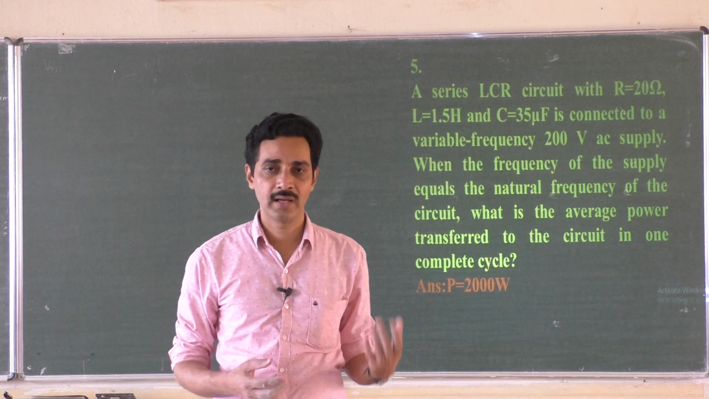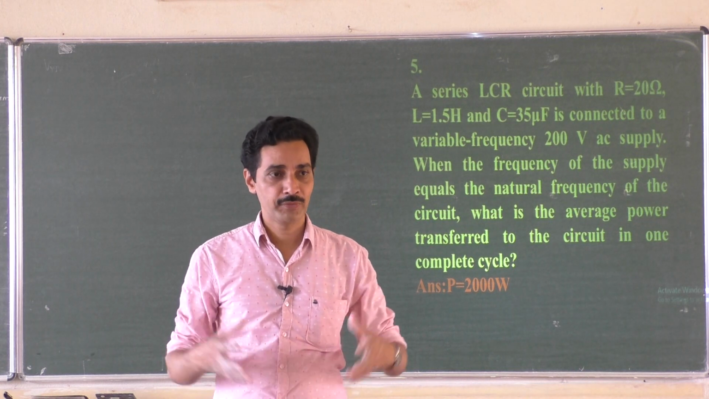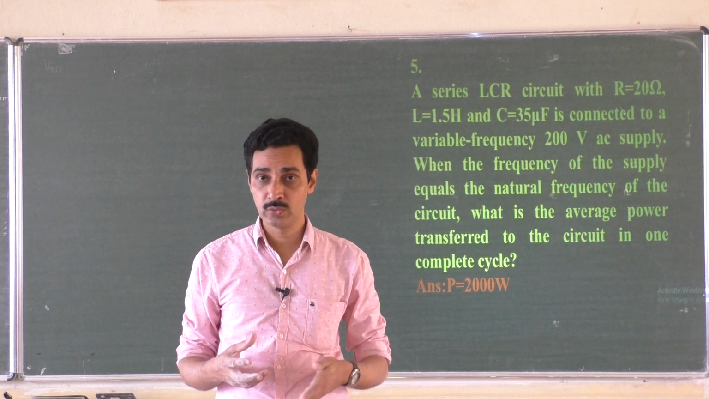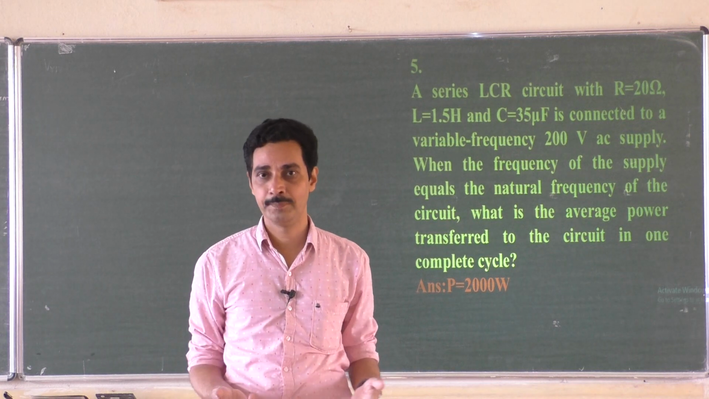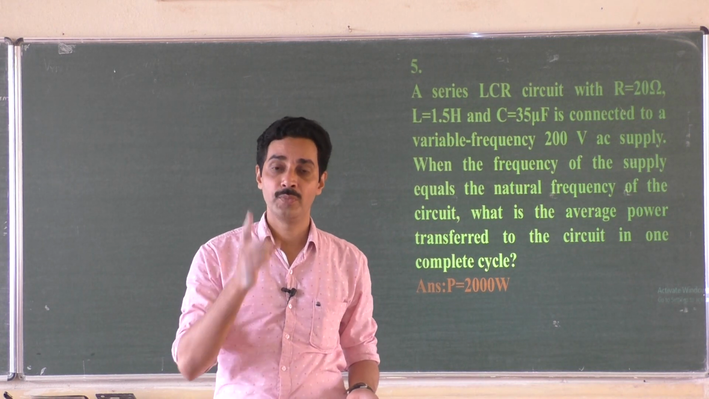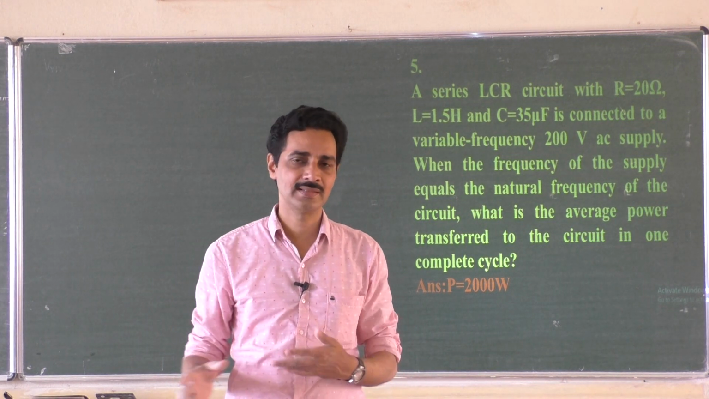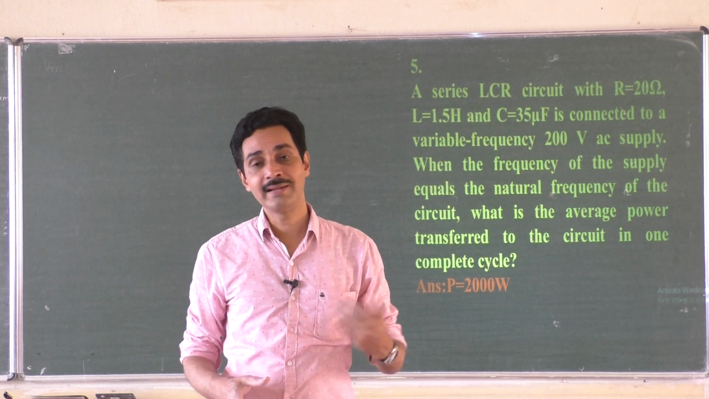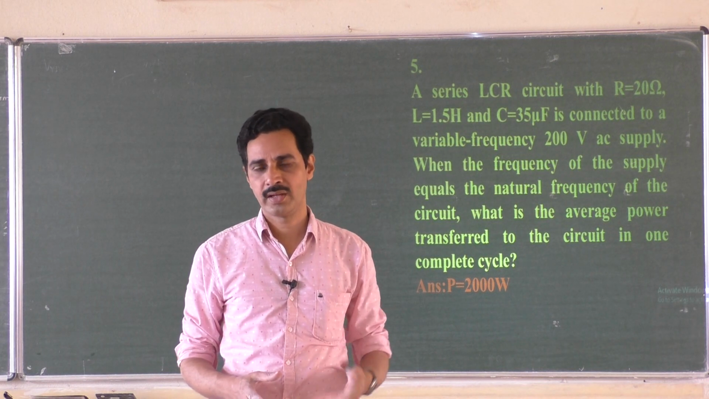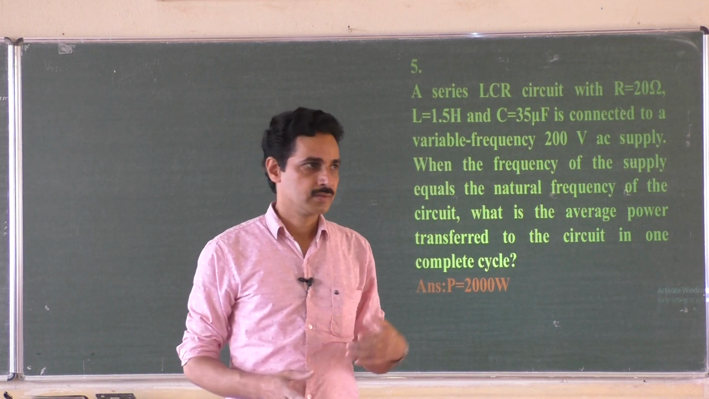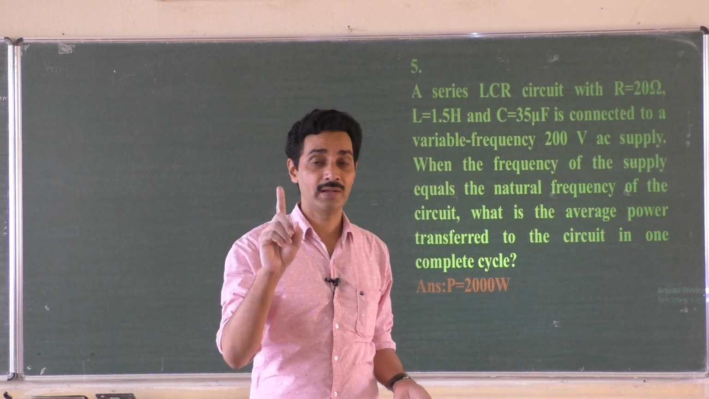You know that it is VRMS into IRMS into cos phi. But when the natural frequency, that is 1 by 2 pi root LC, and applied frequency are same, the circuit is at resonance. Now it is purely resistive because inductive and capacitive reactances cancel each other. XL minus XC becomes 0. Net reactance becomes 0. So Z equal root of R square, Z equal R. So it is purely resistive. So cos phi is 1.